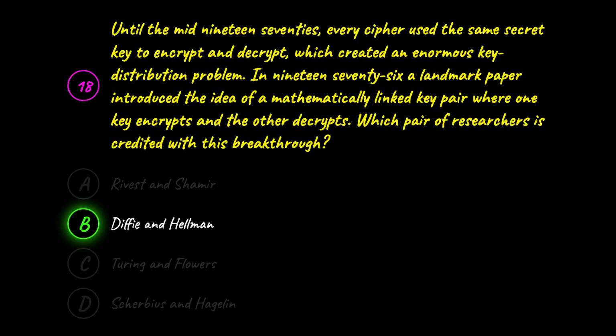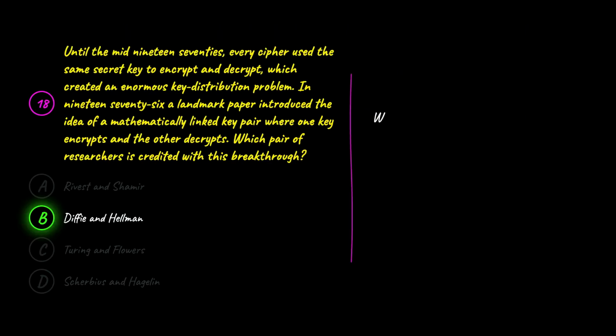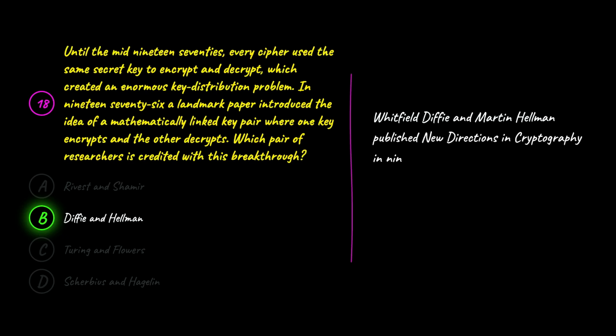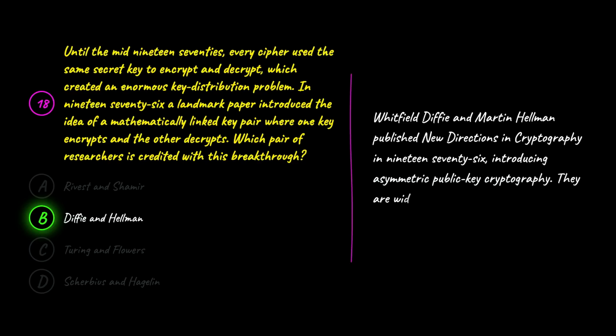The correct answer is B. Diffie and Hellman. B is correct because Whitfield Diffie and Martin Hellman published New Directions in Cryptography in 1976, introducing asymmetric public key cryptography. They are widely called the fathers of asymmetric cryptography.